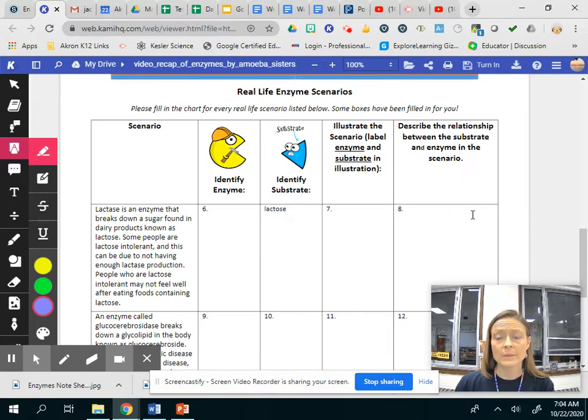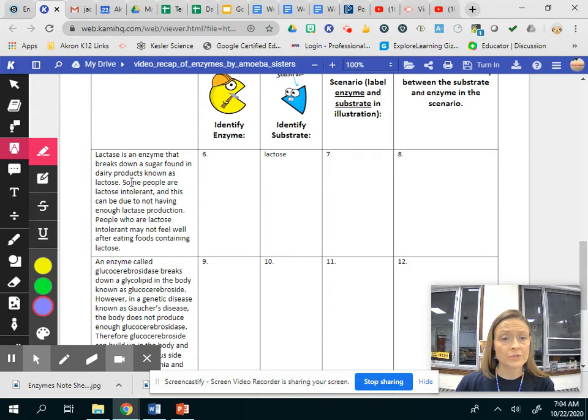And the relationship I'm looking for is the enzyme making something? Is it a digestion reaction or a synthesis reaction? So the first one says lactase. Remember, ASE is indicative of an enzyme. Lactase is an enzyme that breaks down a sugar found in dairy products known as lactose. So anytime you see OSE, they're talking about a sugar. ASE, we're talking about an enzyme. Luckily, our enzymes many times are named for what they work on or break down or build.